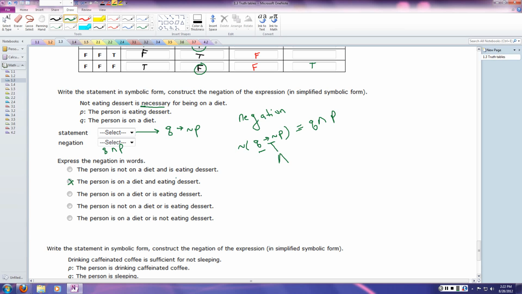So the negation of the statement the person not eating dessert is necessary for being on a diet would be given here. So a lot of times it's easier to write the symbolic representation of the statement, negate it using the formula. You have to remember negating a conditional is always going to be an and statement, and you do not negate the premise of the conditional. You only negate the conclusion.